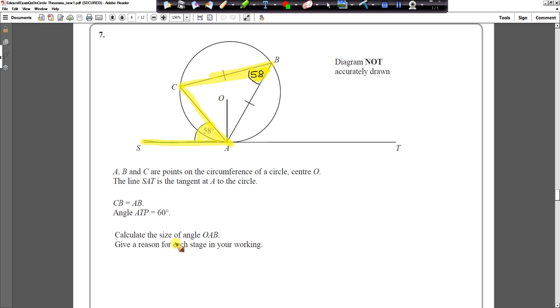And we actually need to calculate the size of angle OAB. So the angle that they want us to find out in the question is this angle here. So that's the angle we've got to work out finally. But we need to start filling in the information that we know on there.